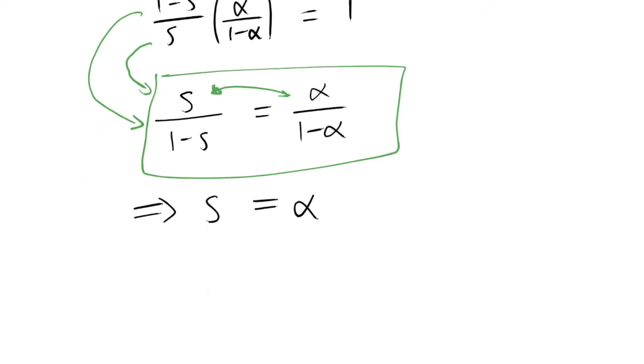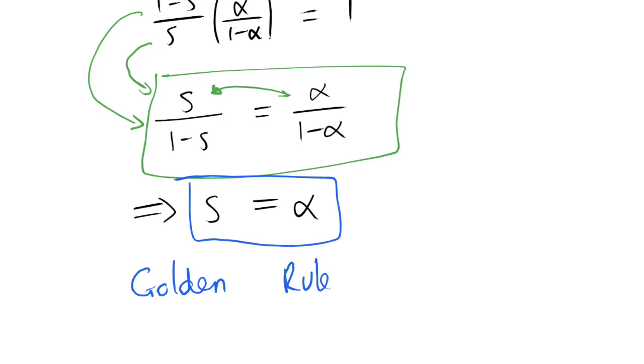And so this S equal to alpha, this is our golden rule savings rate. S has to be equal to alpha. What is alpha? Well, this is the capital share of income in our economy.